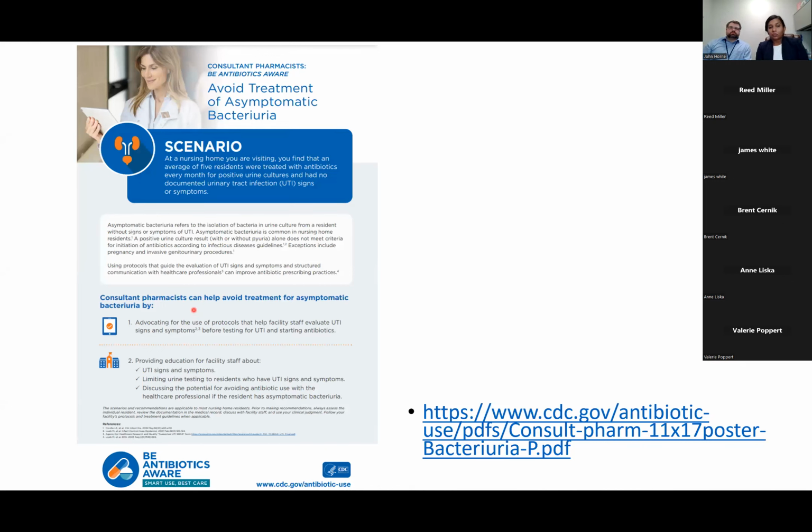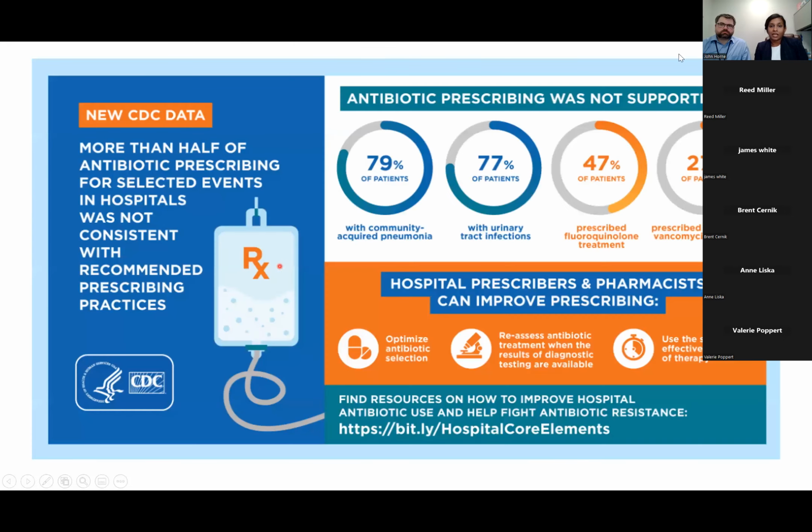And lastly, we wanted to share this flyer. This is from CDC, and this can be put in your clinics and other areas where providers can see it, to help avoid treatment for asymptomatic bacteriuria. It's a really good tool if you need to hang it up. And again, just a reminder, urine antibiotic prescribing was not supported in 77% of patients with a urinary tract infection. So we really have to reduce the unnecessary antibiotics we're prescribing to help prevent C. diff and resistance. That is our last slide.